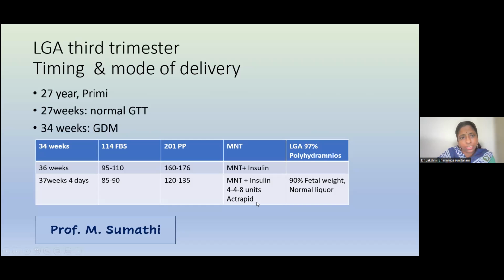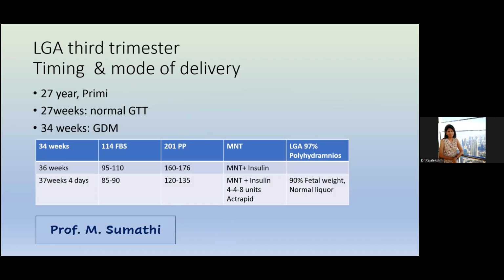So my question is about macrosomia and its management. I think I have asked Professor Sumati a lot of questions, so if it's okay, can I move this question to Dr. Rajalakshmi? Madam, can you just give us your views on how you would time this delivery and what mode of delivery you would prefer for this patient who's a primary gravida?